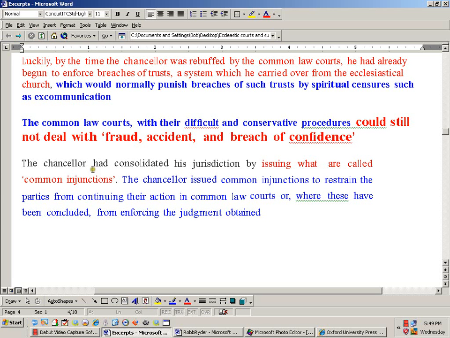The chancellor had consolidated his jurisdiction by issuing what is called common injunctions. The chancellor issued common injunctions to restrain the parties from continuing their action in common law courts, or where these have been concluded, from enforcing the judgment obtained.